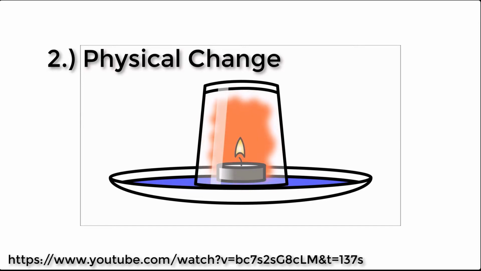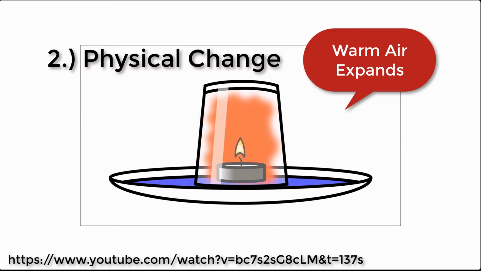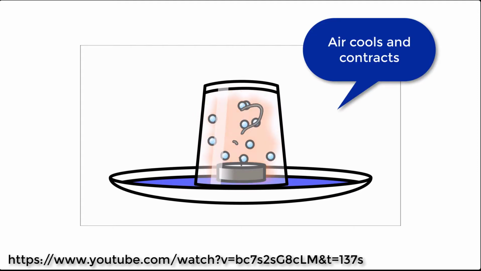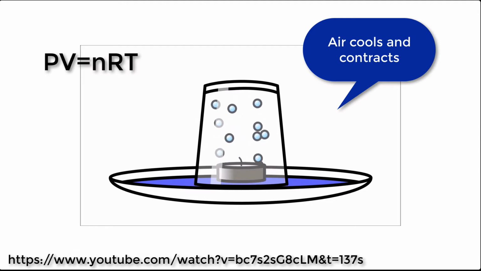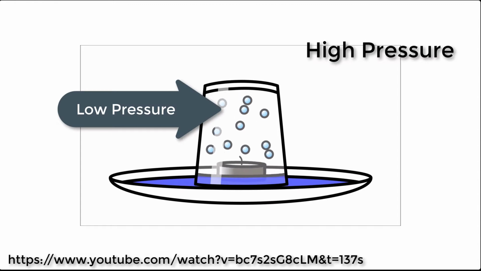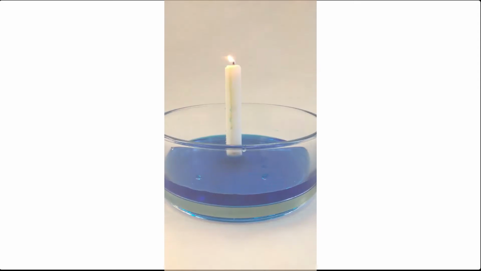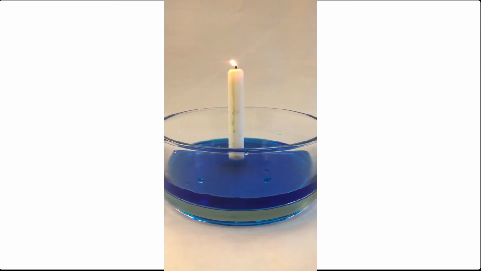The candle heats the air around it, and the air expands. When the oxygen is used up, the candle goes out and the air cools down. As the air cools, it contracts. Again, the volume of air decreases, as does the pressure. This acts like a vacuum, sucking up water into the beaker. These physical changes occur towards the end of the demonstration, and are primarily responsible for the rise in water level.